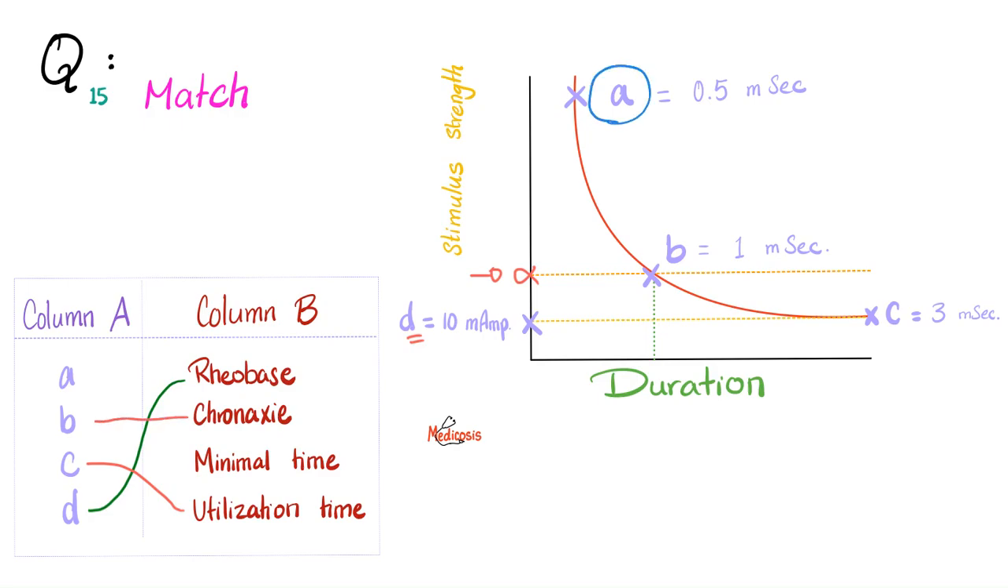Now let's talk about A. As you see here, this is the maximum strength of the stimulus giving you the lowest duration. And A is a time. So this is the minimal time.